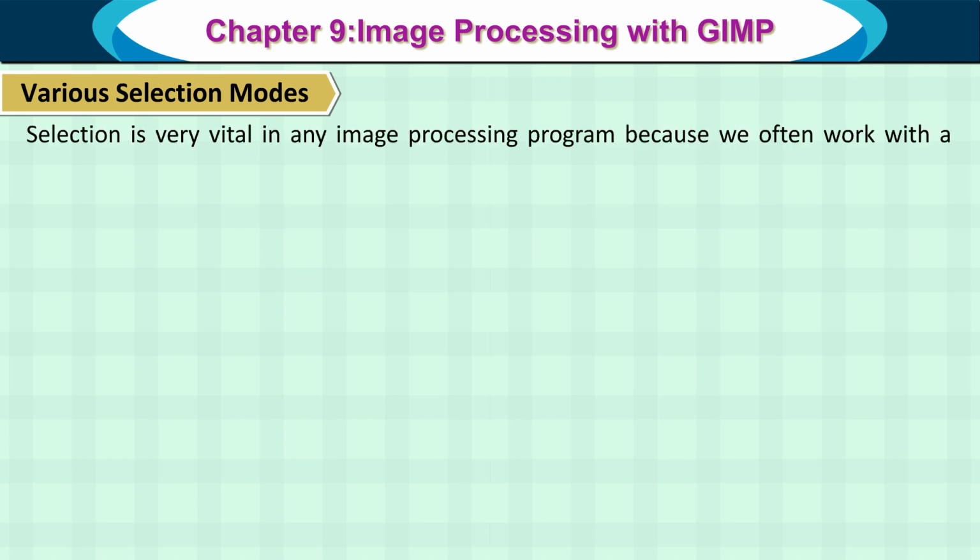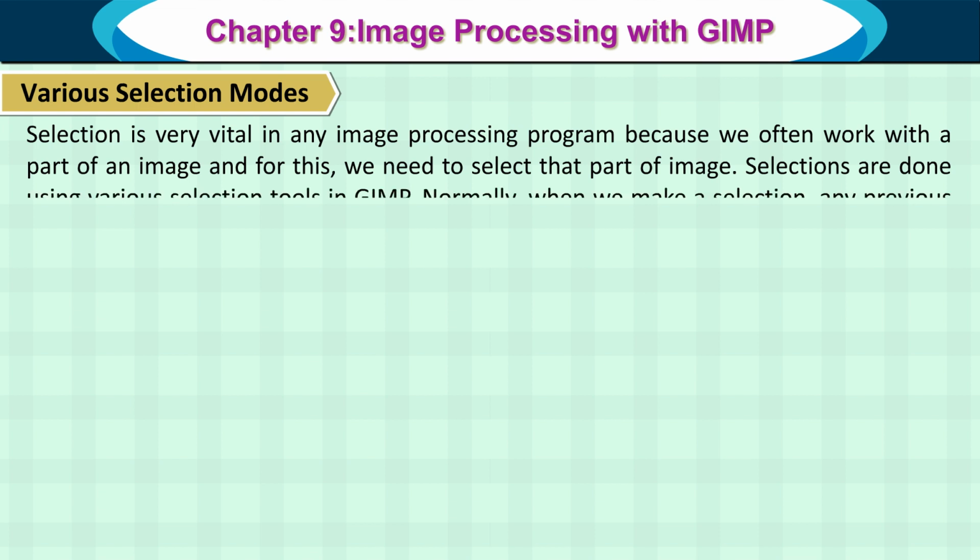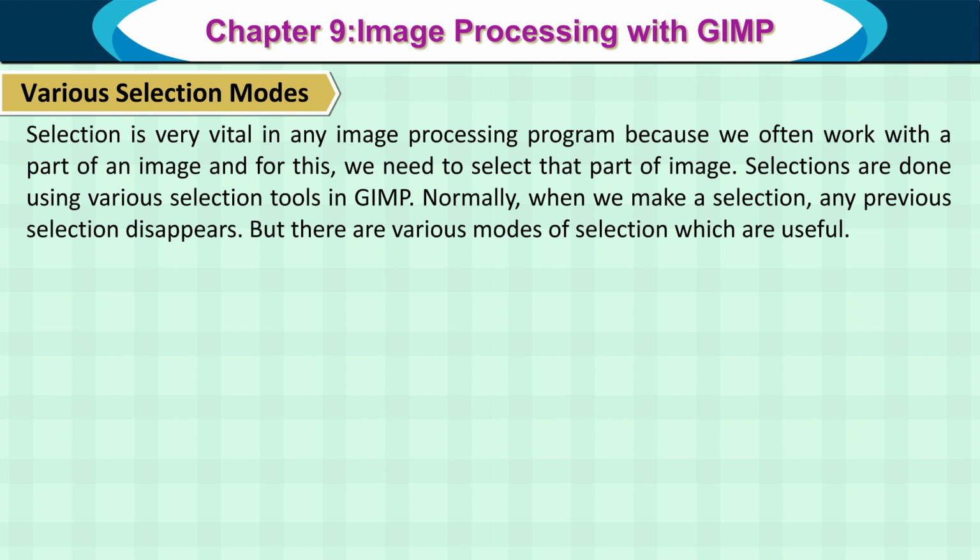Various selection modes. Selection is very vital in any image processing program because we often work with a part of an image, and for this, we need to select that part of the image. Selections are done using various selection tools in GIMP. Normally, when we make a selection, any previous selection disappears, but there are various modes of selection which are useful.